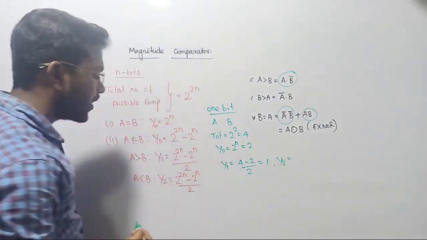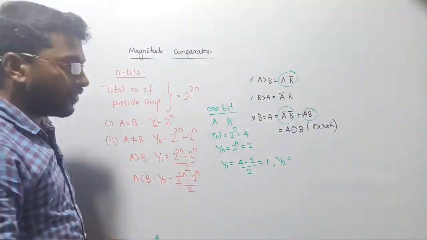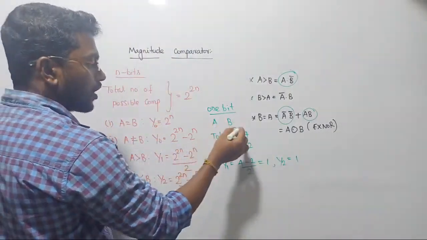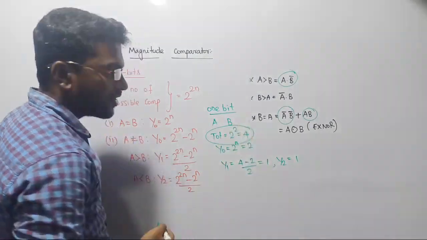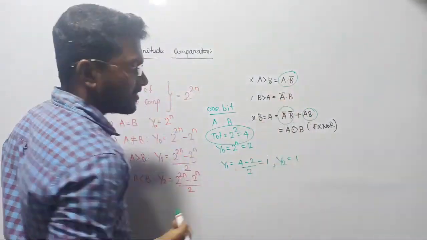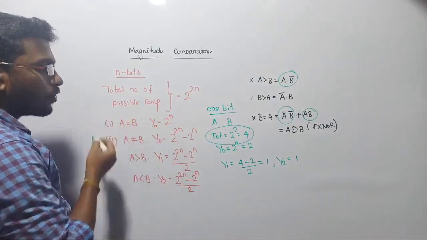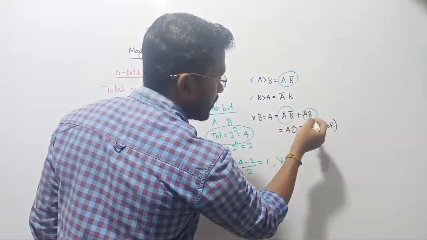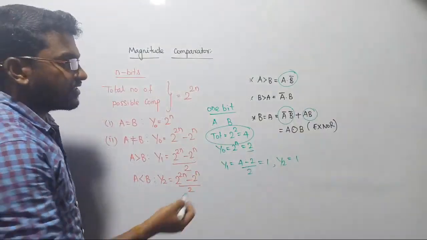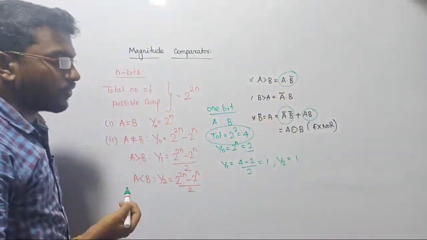How many terms are we going to get? With the same formula, 2 power 2n minus 2 power n over 2, we are going to get 1. So totally the total possible combinations are 4, of course. See there, 1 2 3 4, that is correct. And 2 power n is the number of combinations where A is equal to B. We got 2 combinations, that is also correct. The rest are going to be 1 1. So everything is perfect now.